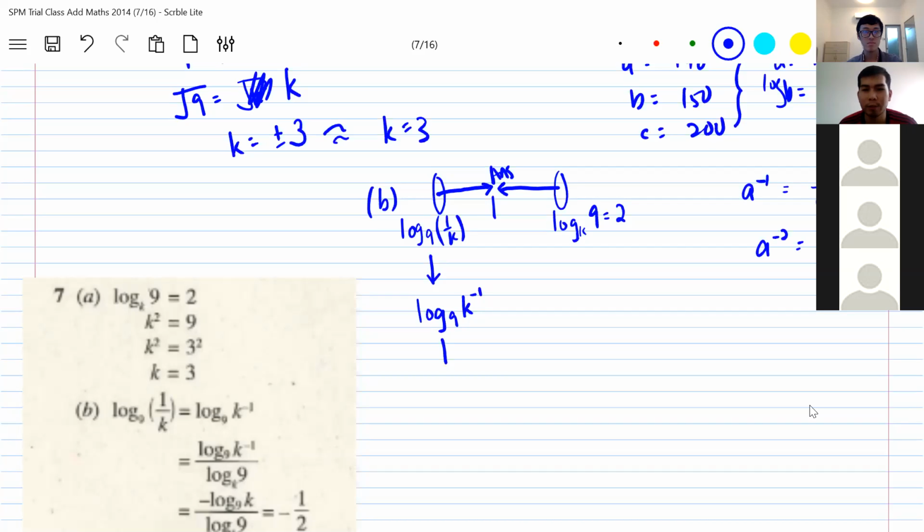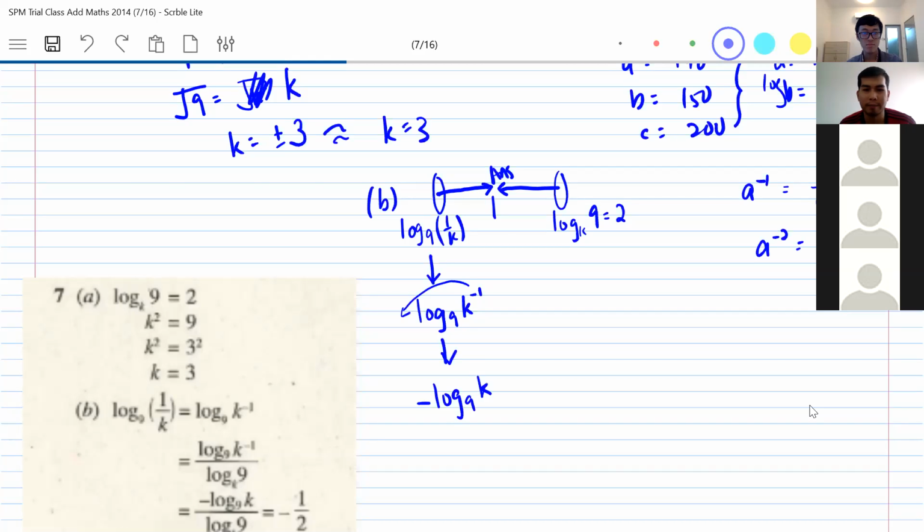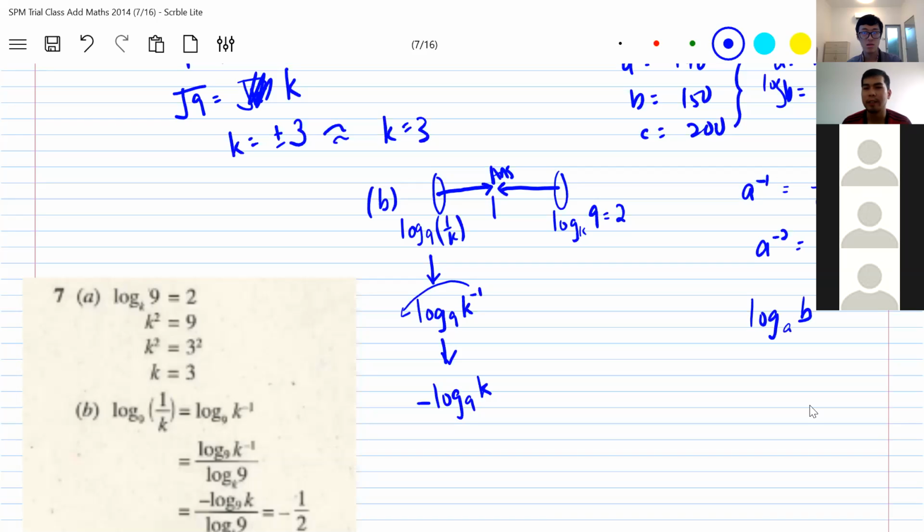You can further bring that down to log base 9 of k. You bring the minus in front. Given log base a of b, say if it's to the power 3, it's actually equal to 3 log base a of b. You can bring the power down. So it's minus log base 9 of k, and then you're stuck. You don't know the value of this.